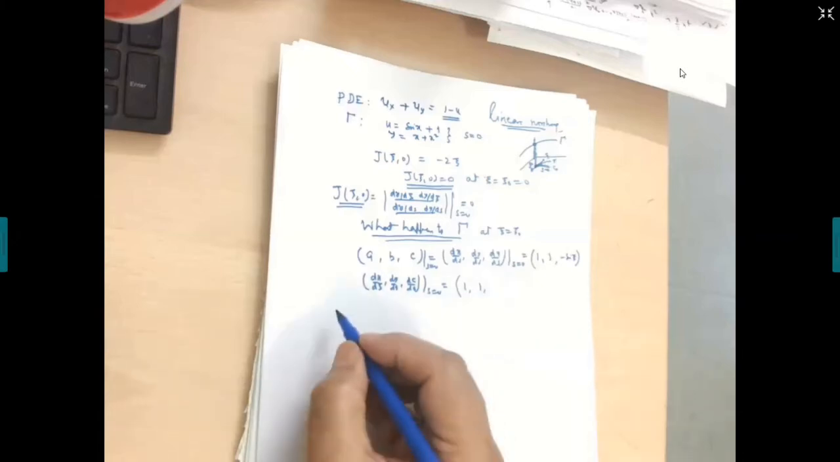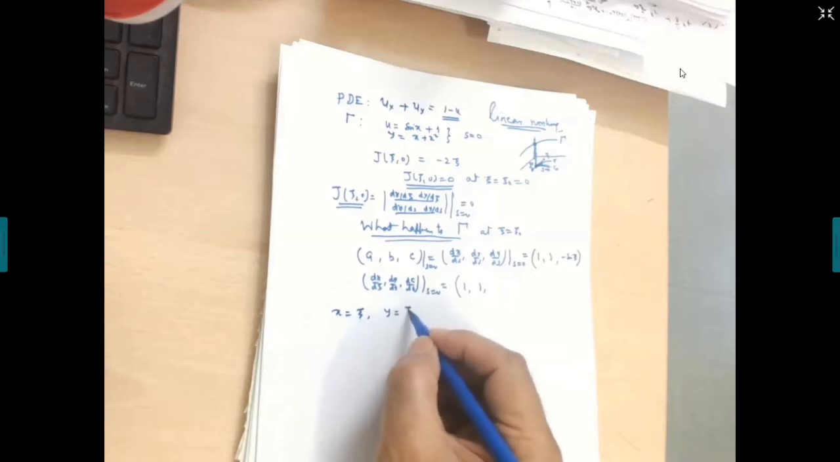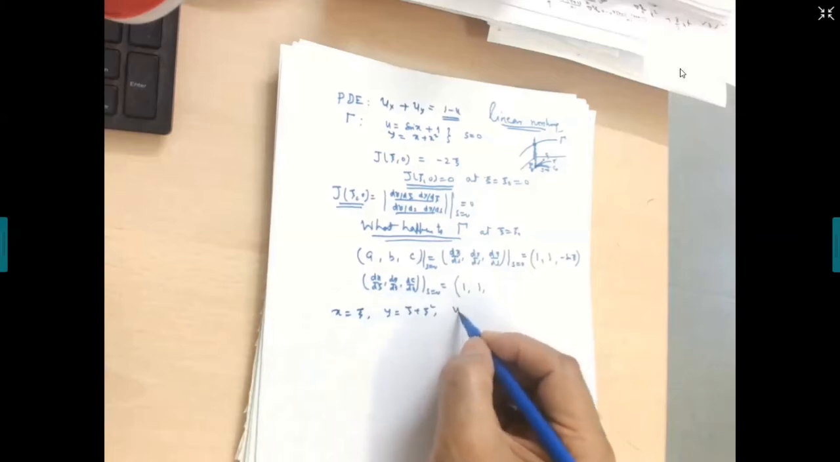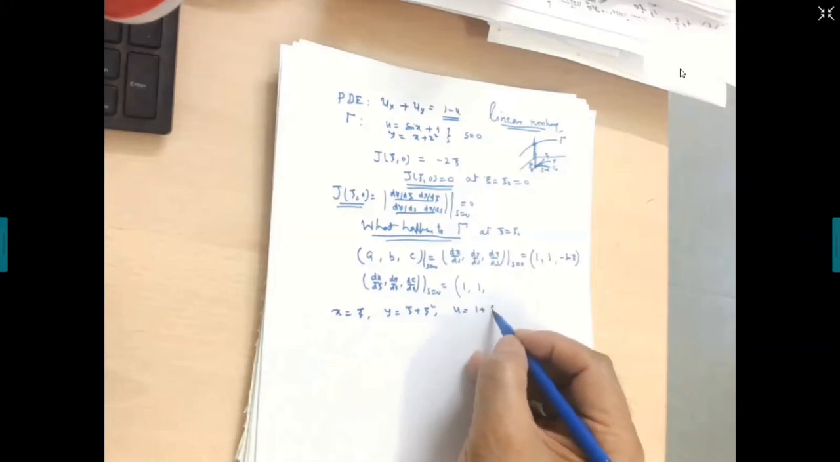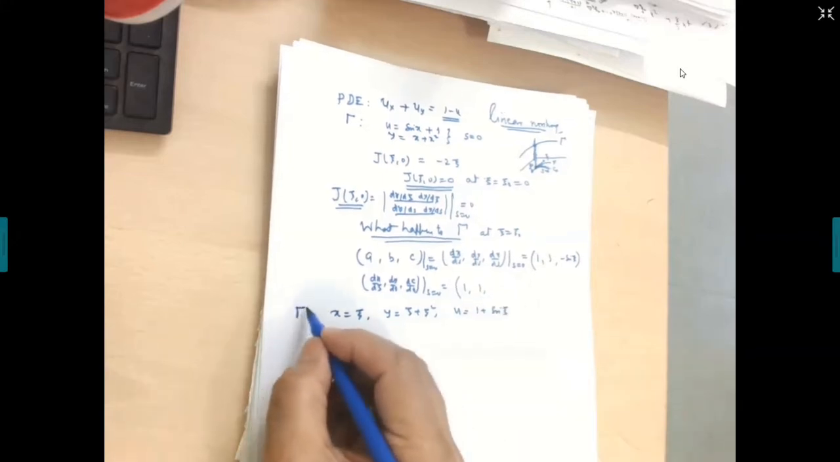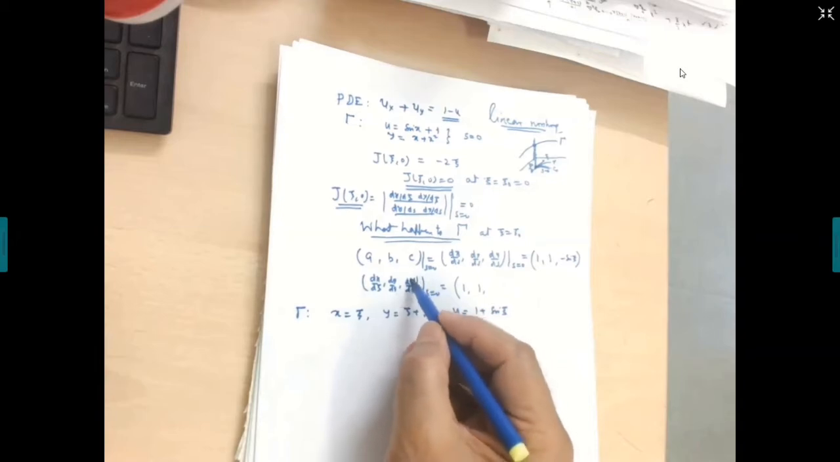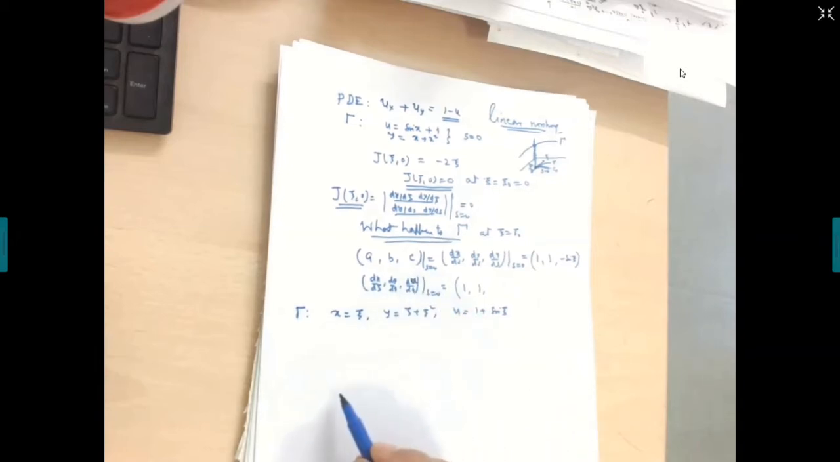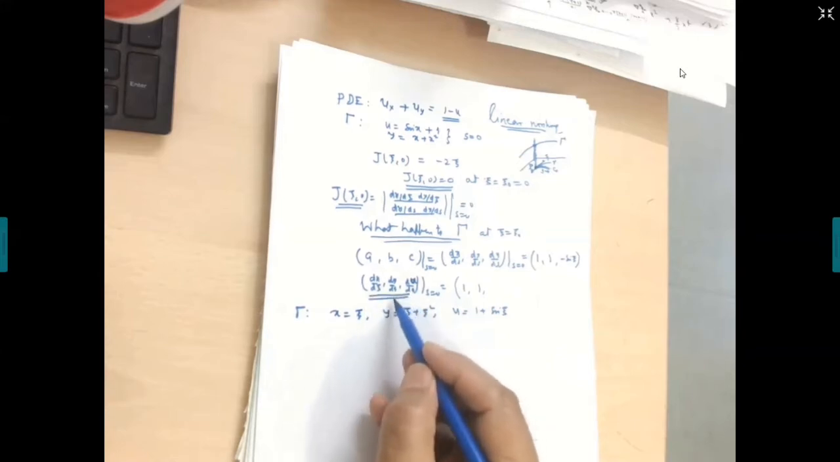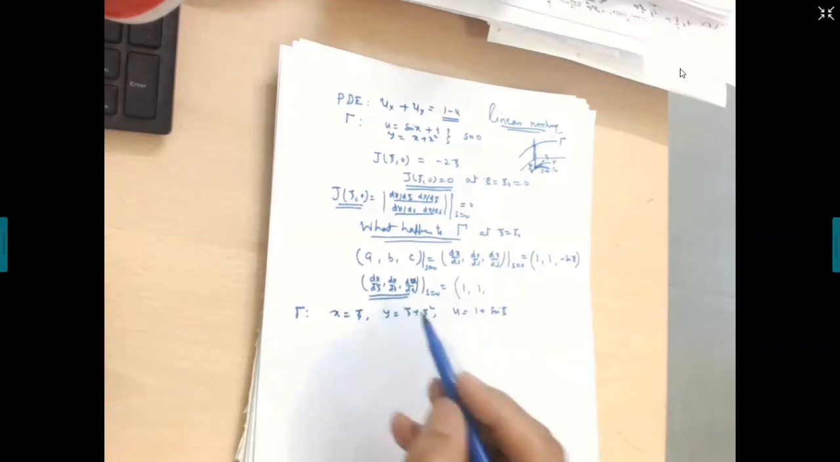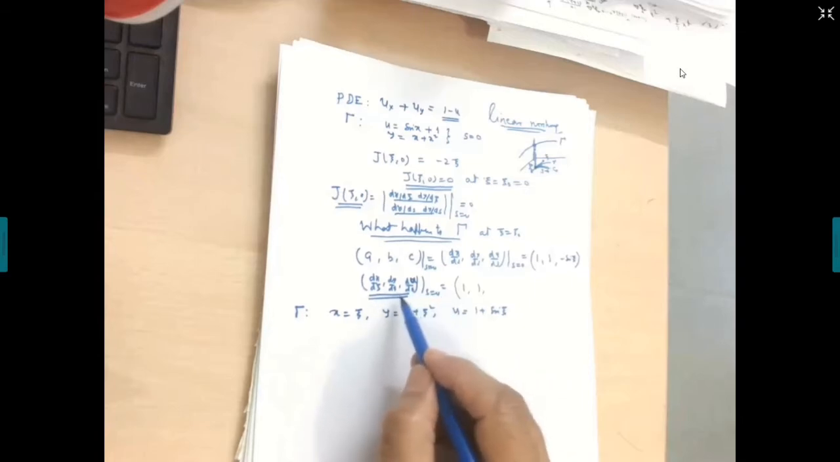Let me write. X is equal to xi, y is equal to xi plus xi square, u is equal to 1 plus sin xi. This is the curve gamma. Am I right? I want to determine dx d xi, dy d xi and du d xi. What is this vector? This is tangent to gamma. Is that right?